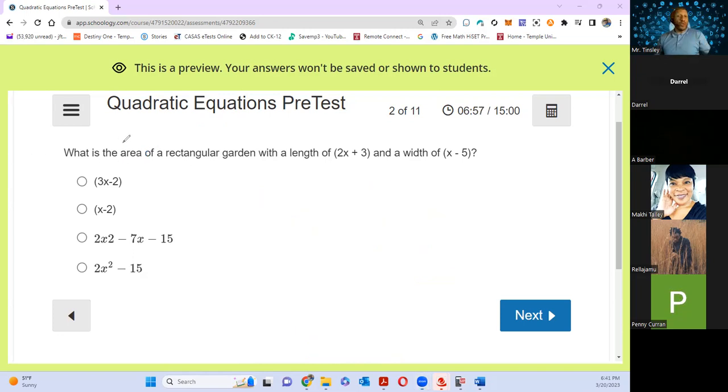So that means we've got to make sure everybody knows what a quadratic equation is. A quadratic equation is any equation where the highest term is to the second power. So this is a quadratic equation. This is a quadratic equation. This is not. If you just had x squared, that's a quadratic equation.